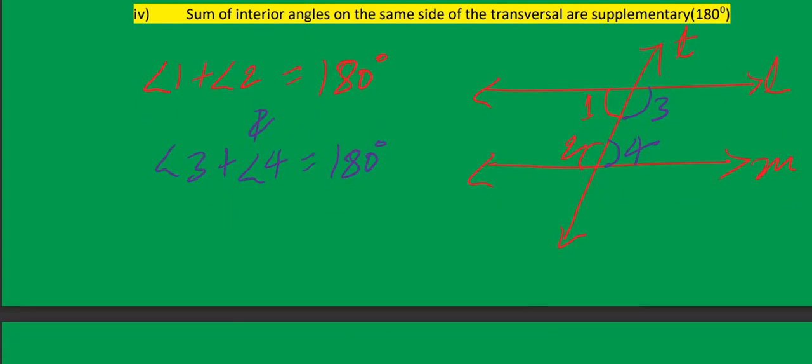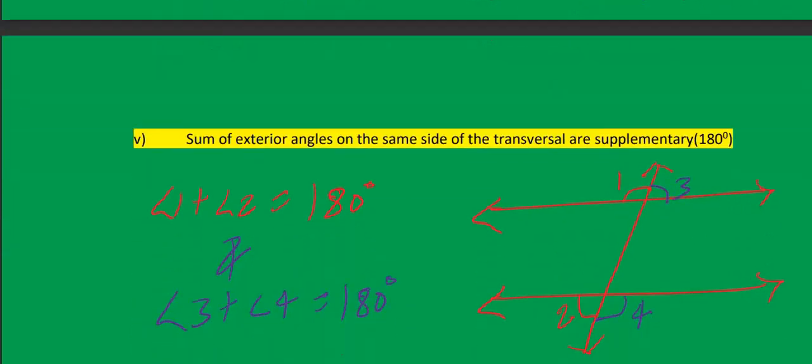Now the sum of interior angles on the same side of the transversal is supplementary. So again we are going to talk about interior angles. So angle 1 and 2 both are interior and lie on the same side of the transversal, that is they lie on the left side of the transversal, that is called same side. So the sum of angle 1 plus angle 2 is 180 degrees, and angle 3 and angle 4 lie on the right side of the transversal, that is also called same side. So angle 3 plus angle 4 is also 180 degrees. This is called the sum of interior angles on the same side of the transversal are supplementary.